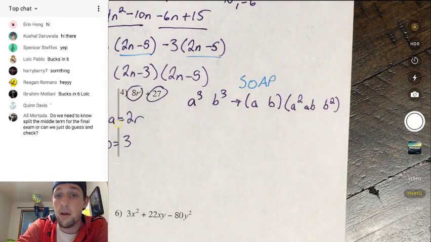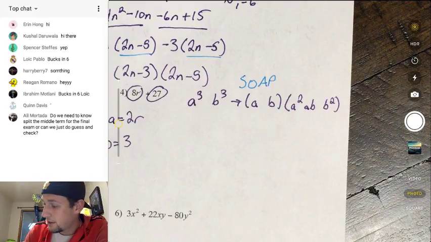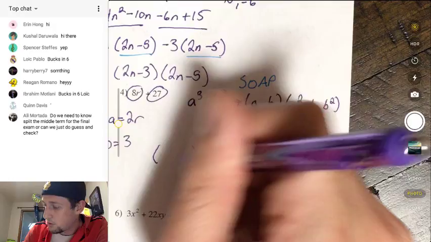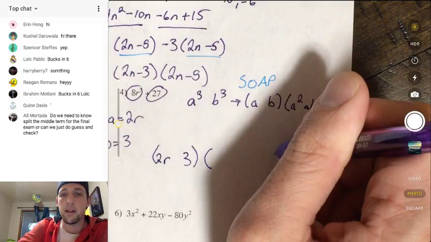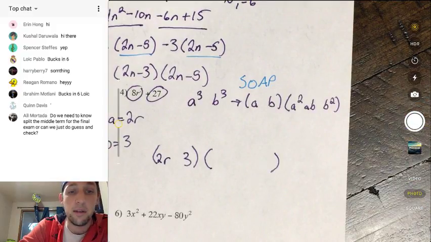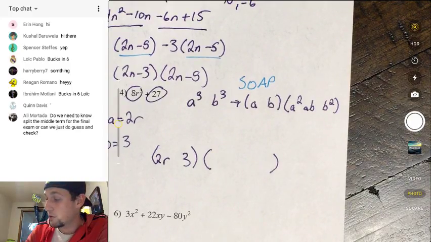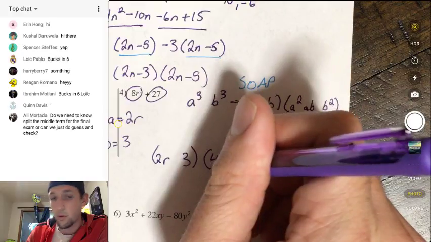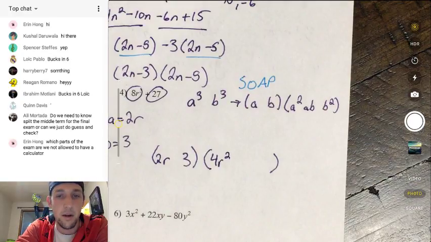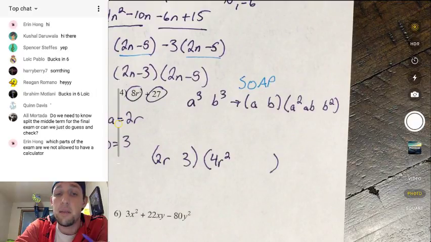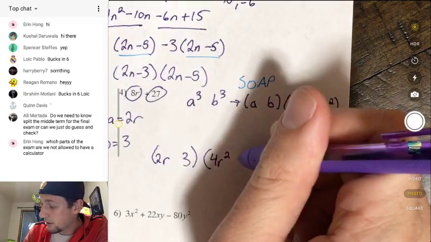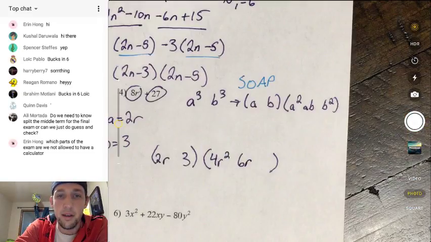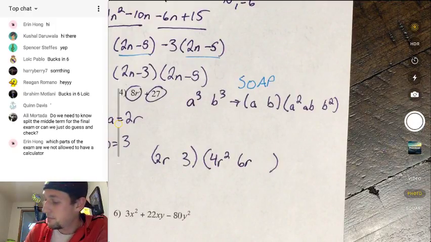Okay, so now I just plop into the formula. AB, so 2r and 3. We've got to be a little bit careful with our A squareds. A squared very literally means A times A. So we're doing 2r times 2r, or we're squaring that. That's 4r squared. You do need the 4 there. It can't be 2r squared. It's got to be 4r squared. AB means A times B. So that's 2r times 3, so that is 6r. And then B squared is 3 times 3, so that's 9.